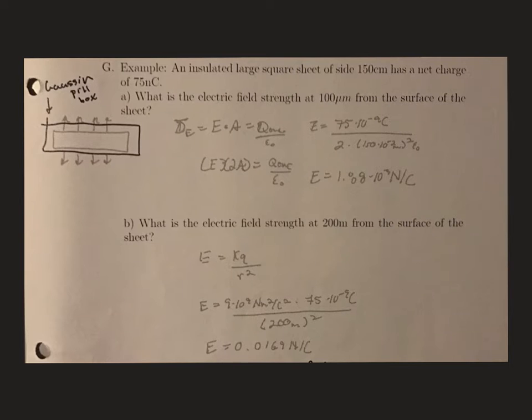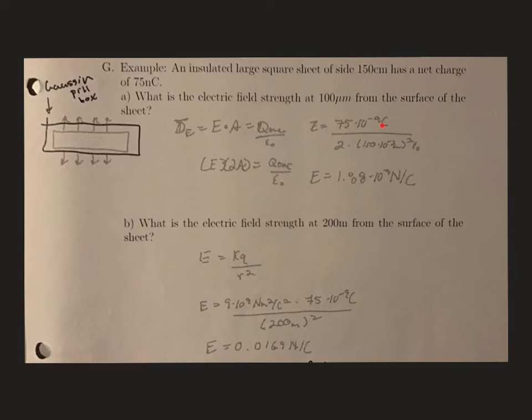So our electric field is what we're looking for. Our area here is going to be 2 times the top or the bottom of the box, so 2 times length times width. And then Q enclosed divided by epsilon naught. So I've rearranged this to solve for the electric field.